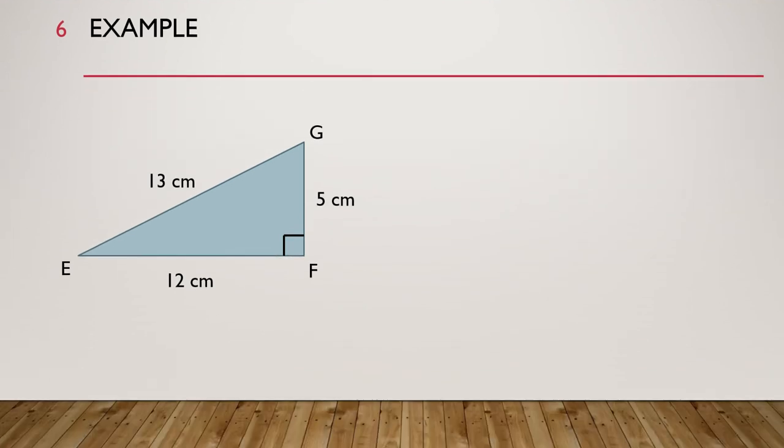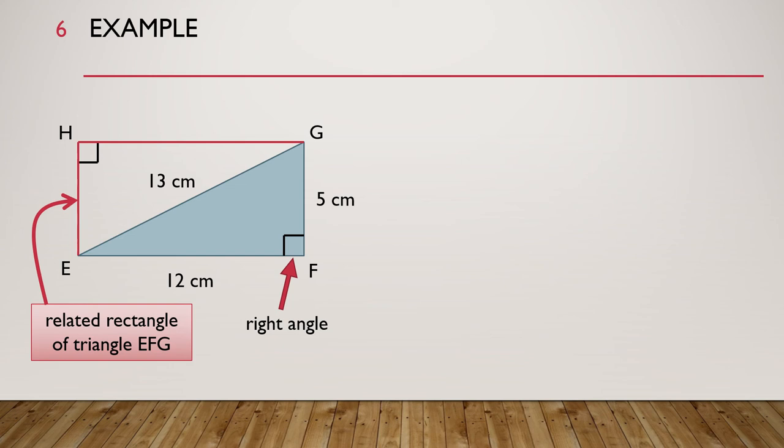Let's look at an example. Here, we have triangle EFG with lengths of its sides as shown. We need to find the area of triangle EFG. Can you see the right angle in triangle EFG? We can draw the rectangle that contains the triangle, and we get rectangle EFGH.